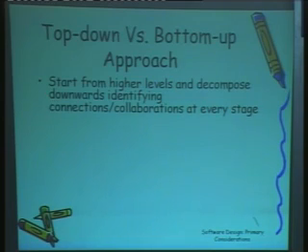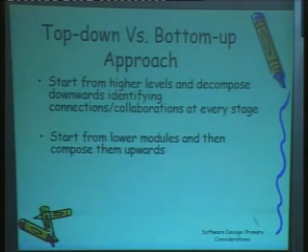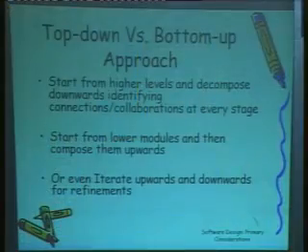So this is about top-down, start from high levels and decompose downwards, identifying connections and collaborations at every stage, or bottom-up, start from lower modules and then compose them upward. But in practice, you may want to go back and forth. You may start at some top level, go down, and then you get something new there, and again build up and connect it back. So you may want to go back and forth, that is, iterate upwards and downwards for different refinements.